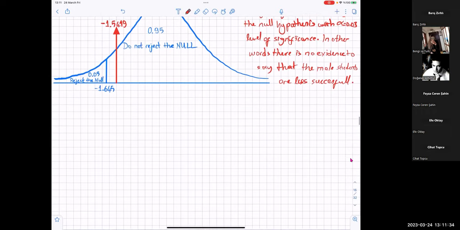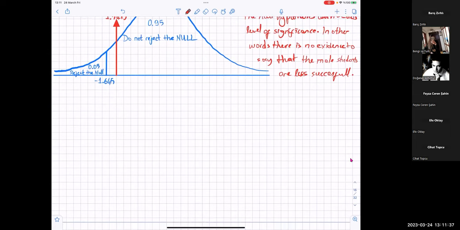And there's also another thing, the confidence interval: the 100 times (1 minus alpha) percent confidence interval for two populations, for mu one minus mu two.